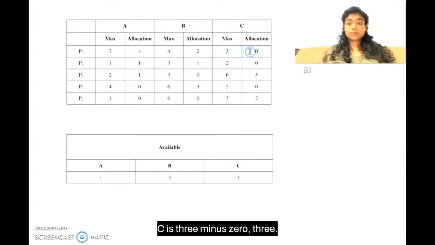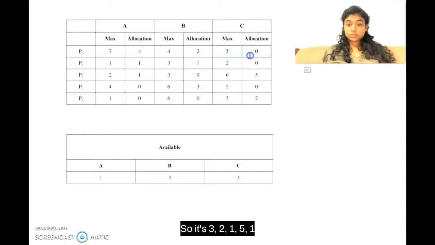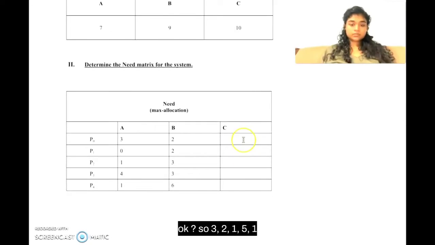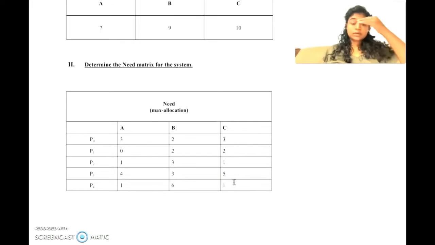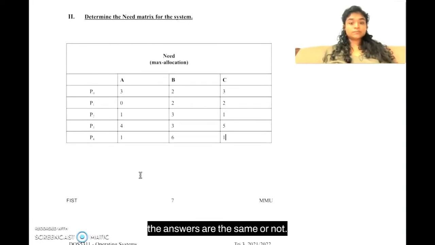Now we're going to move on to C. C is 3 minus 0, 3. 2 minus 0, 2. 6 minus 5 is 1. 5 minus 0 is 5. And 3 minus 2 is 1. So it's 3, 2, 1, 5, 1. I've already done a table, and we're going to check below if the answers are the same or not.